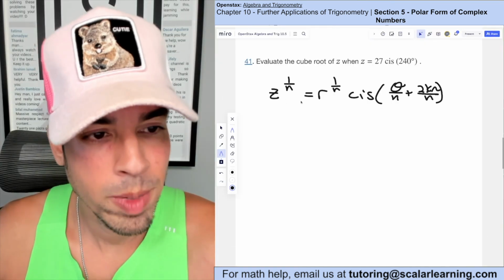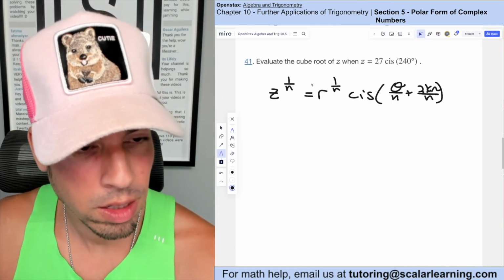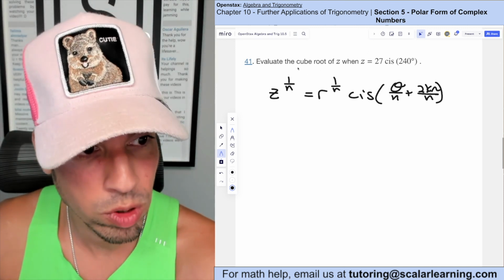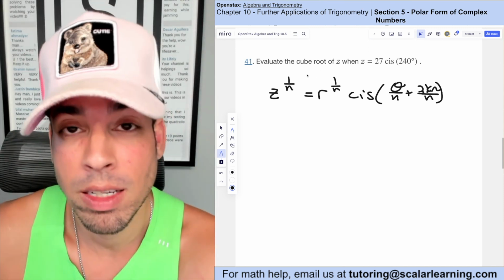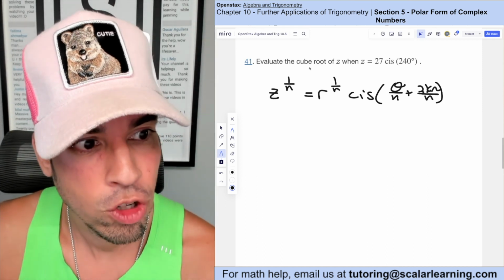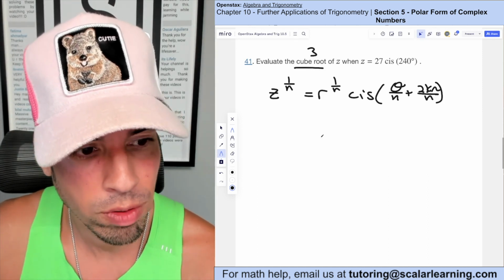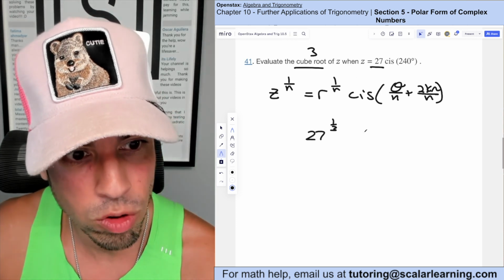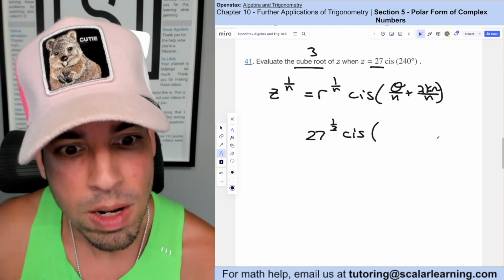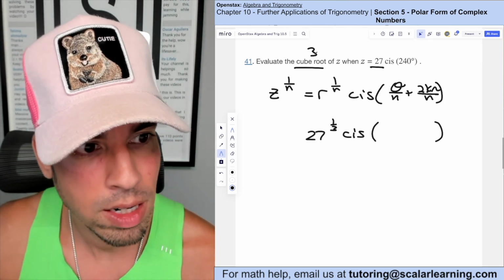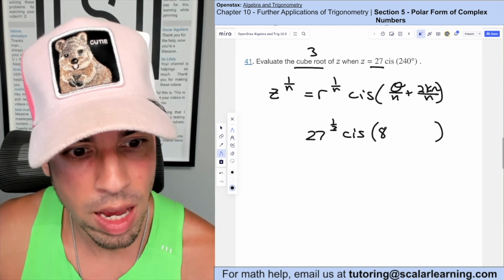Done. So for this one, we're meant to evaluate the root, and that is going to basically be the n value, right? Because if I'm taking the cubic root, that's 1 over 3, right? Taking the 4th root is like raising to the 1 over 4 power. So cube root, that's going to be an n value of 3. So we got r, 27 to the 1/3 power, CIS. And then we have our theta value divided by n. Again, n is 3. So 240 divided by 3 is 80.